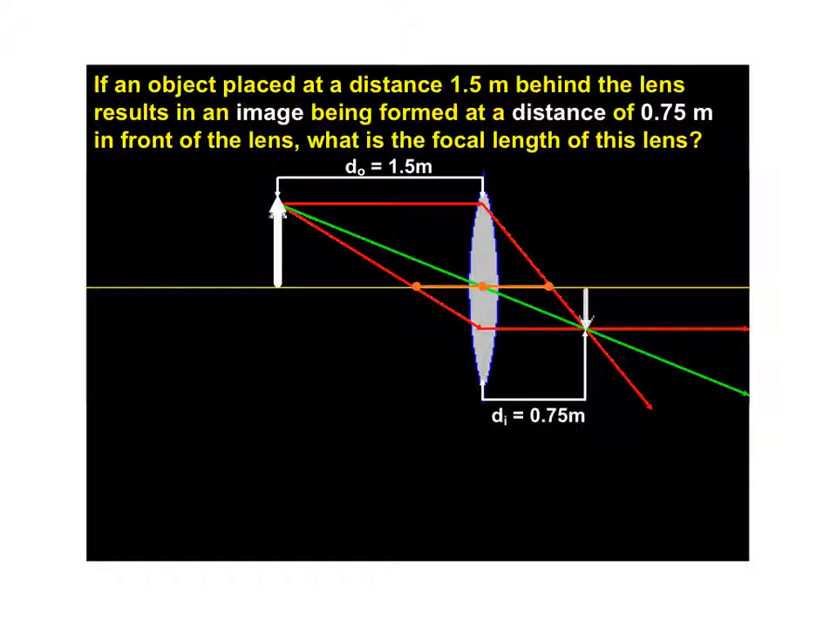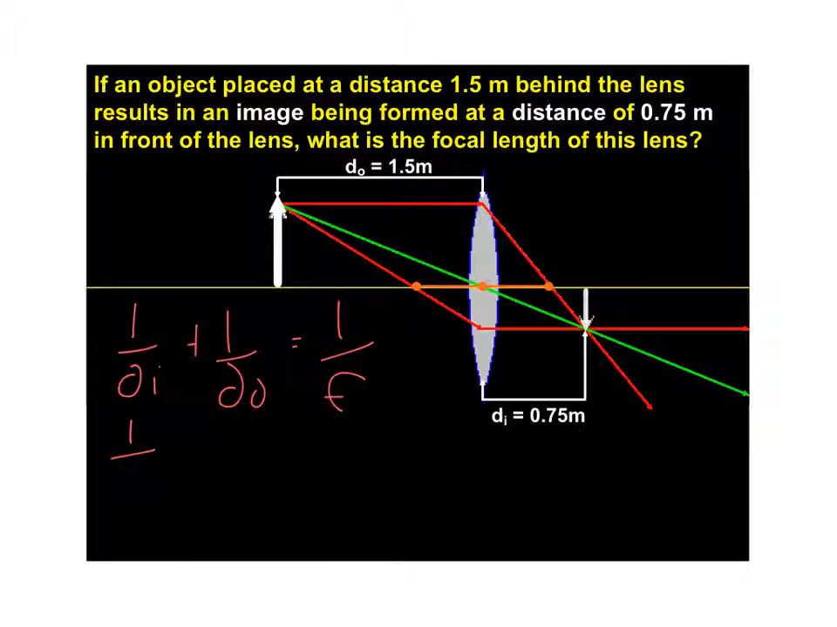I'm simply going to start with my equation, which of course is 1 over di plus 1 over do equals 1 over f. And then we're just going to substitute in what we know, which is our di, 0.75 meters, plus 1 over do, which is 1.5 meters, and that's equivalent to 1 over f. Now, we can punch in our calculator, find out what is 1 over 0.75, find out what is 1 over 1.5, and then we can simplify and solve for f.